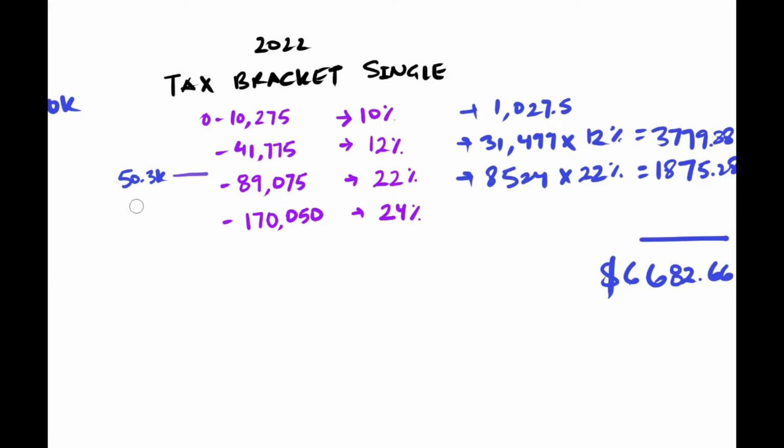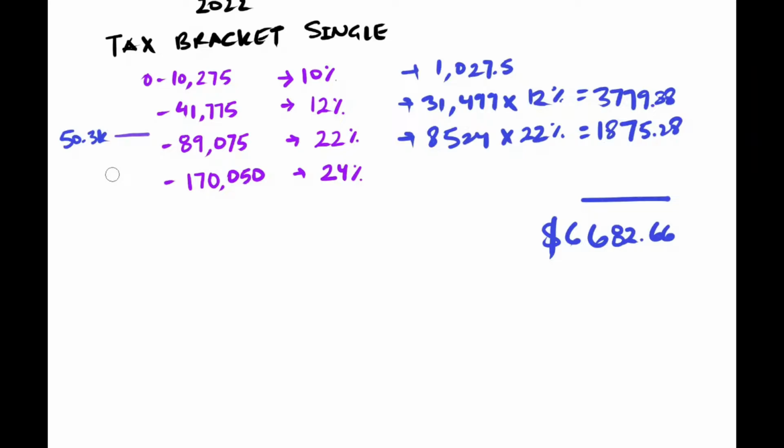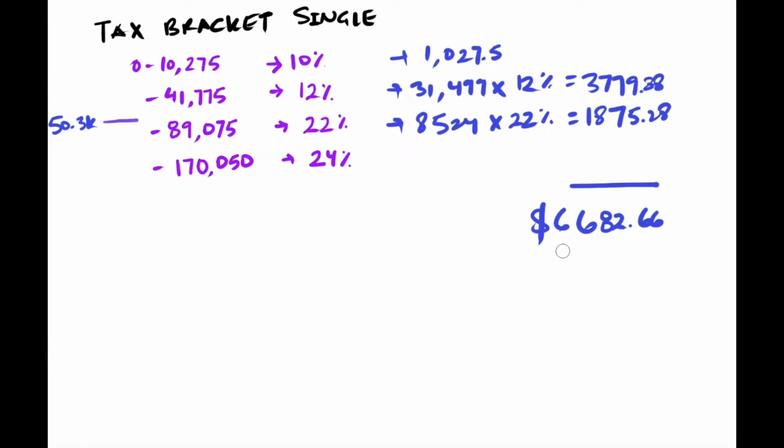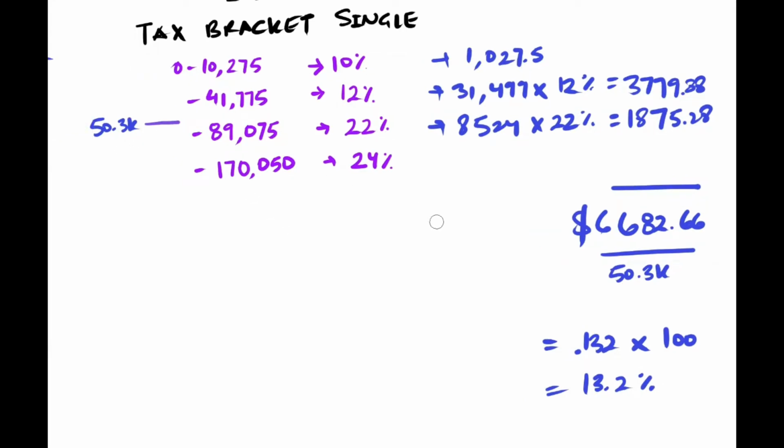Now we need to figure out how much does that actually mean in percentages, meaning because we took out $50,000, how much did we actually pay in taxes percentage-wise? So to do that, this would be our effective tax rate as we talked about before. You basically divide this by 50.3, and that equals 0.132. You multiply this by 100 to make it a percent, and that equals 13.2%. Now we know that on $50.3 thousand we paid about 13.2% in taxes.